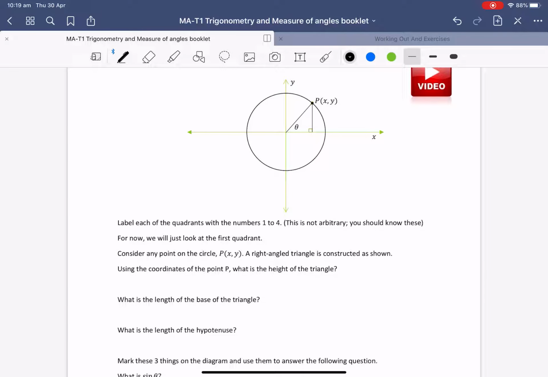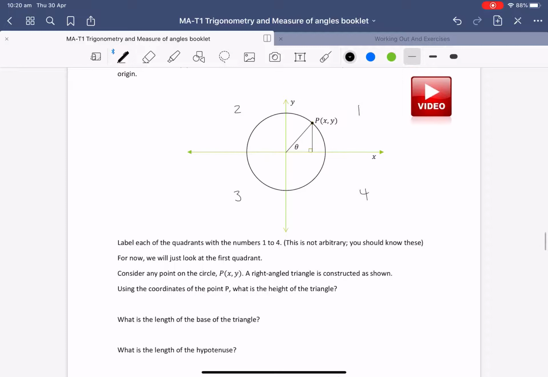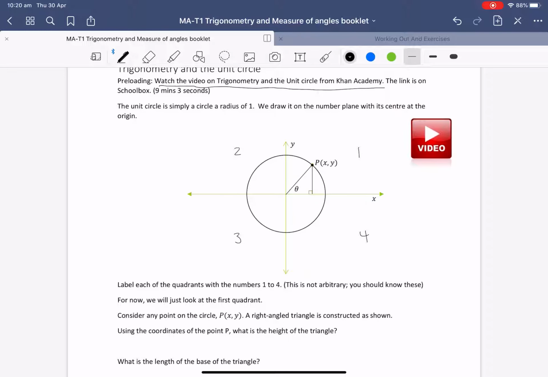So a unit circle is a circle with a radius of 1, and it's drawn on the number plane there. Label each of the quadrants. So we've got 1, 2, 3, 4. Let's look at the first quadrant. It says consider any point on the circle P, X, Y. A right angle is constructed. What are the coordinates of P? What is the height? So this is all done in the video above. So hopefully, I'm just going to rush through this.